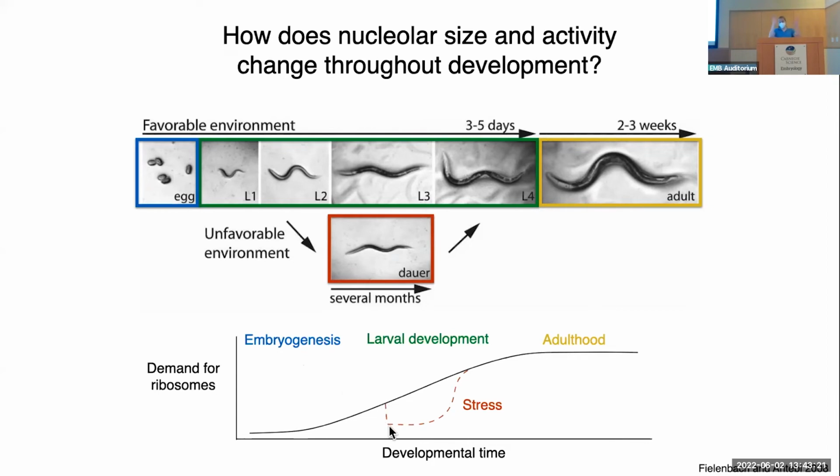They likely don't make ribosomes during that time, but when they transition back and the environment changes, then they need to rapidly ramp back up. And so what we are trying to do now is look at each of these different stages in the life cycle and study the structure-function relationship of the nucleolus.